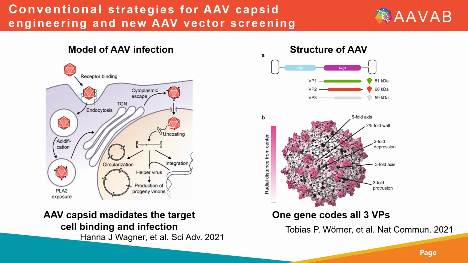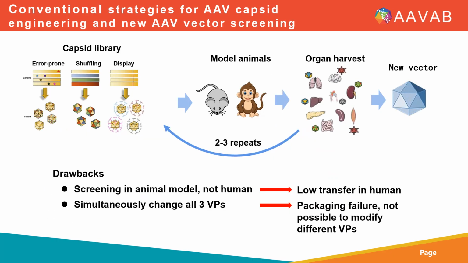As we all know, the capsid of AAV mediates the targeting ability by binding with membrane receptors. The genome of AAV contains one VP gene, which codes for three VP proteins, namely VP1, 2, 3. In the conventional capsid engineering method, the AAV capsid library is generated by error-prone PCR, shuffling or peptide display, and then screened in model animals. By several rounds of panning, the specifically enriched capsids in the target tissue are harvested by RNA sequencing. However, there are still some drawbacks.